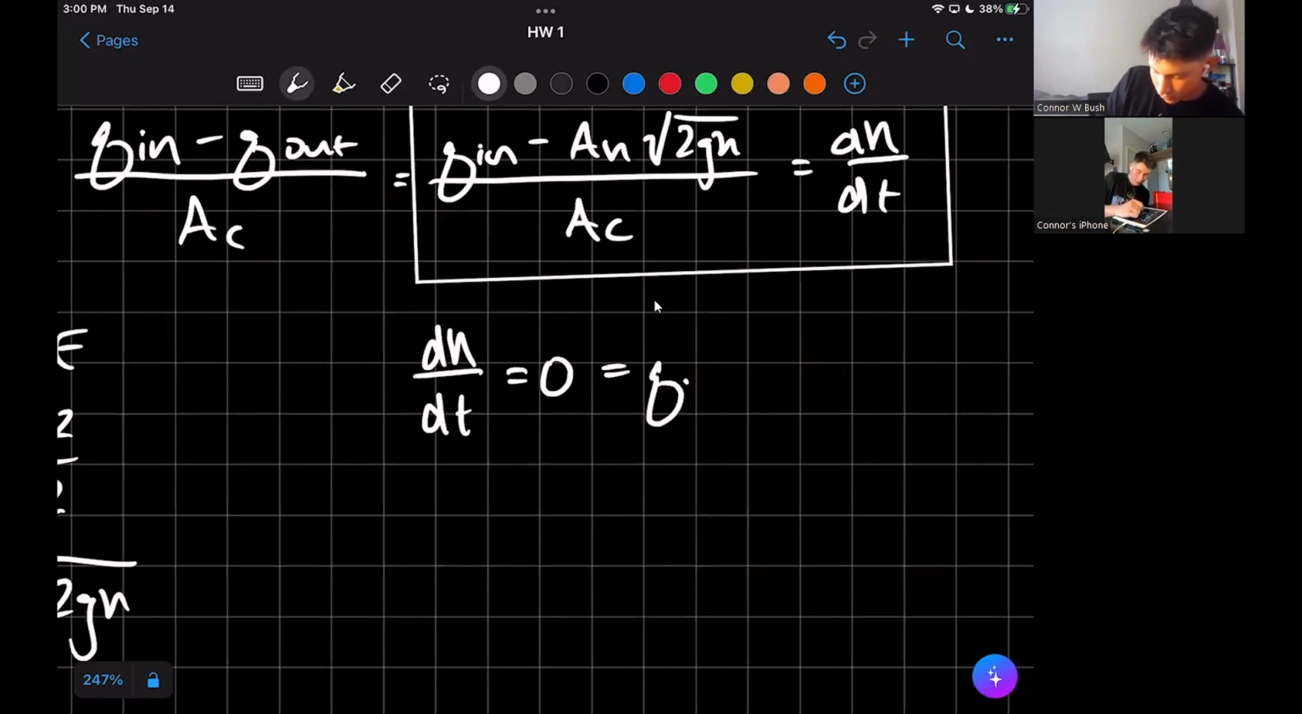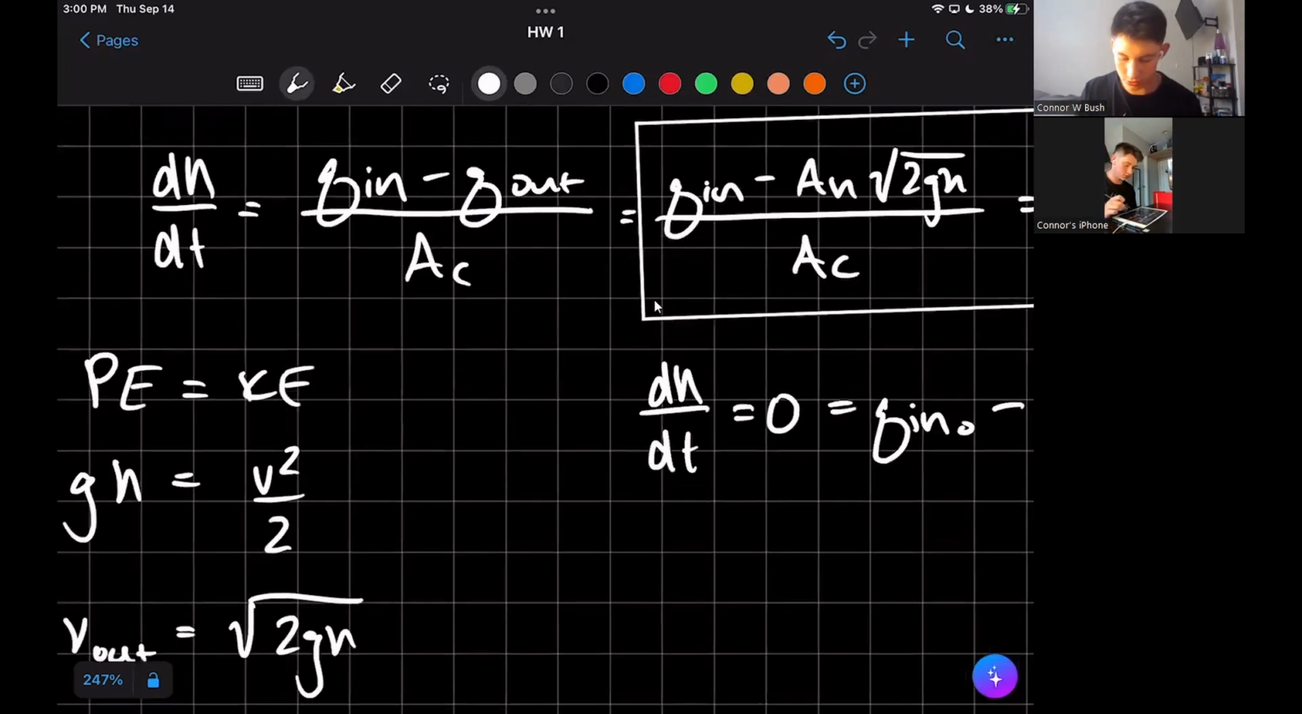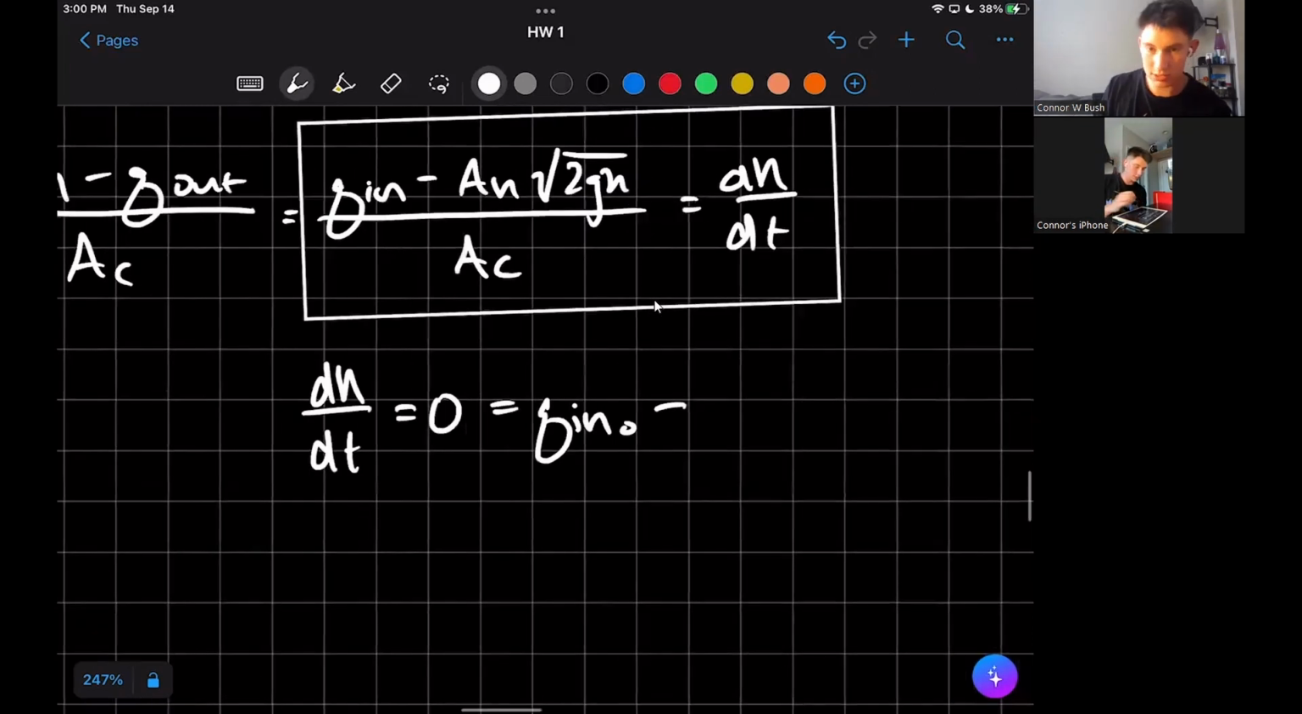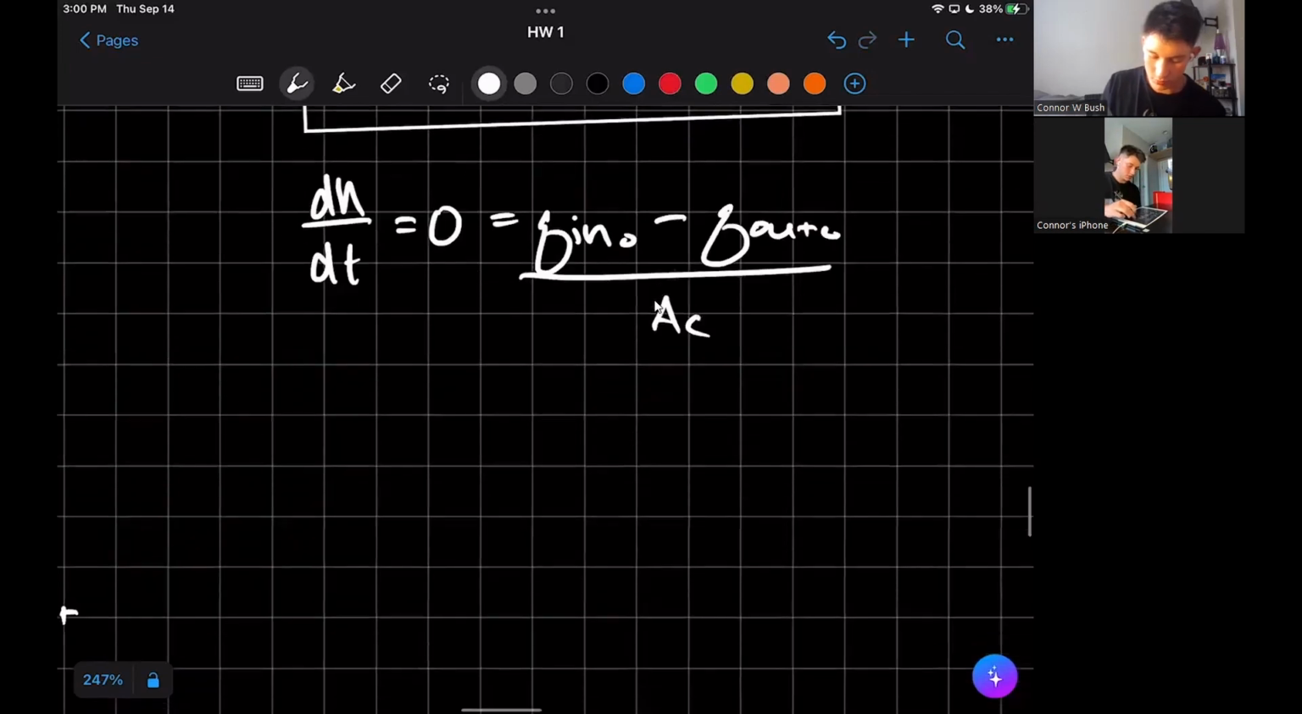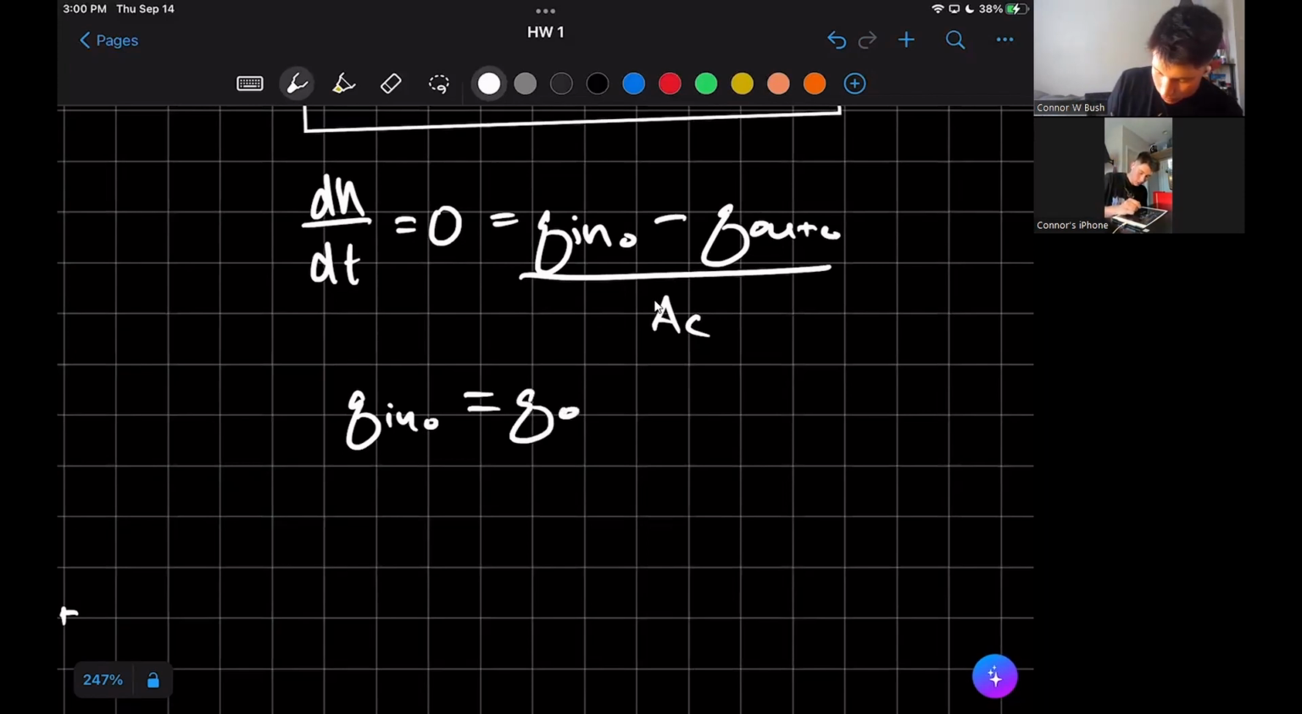And with that, we know that dHdt is equal to the flow rate going in minus flow rate going out over AC. But in this case, when we are at steady state, this is all equal to 0. So if we set this equal to 0, we're left with Qn naught. This is the initial flow rate of the liquid coming in while we are at that steady state.